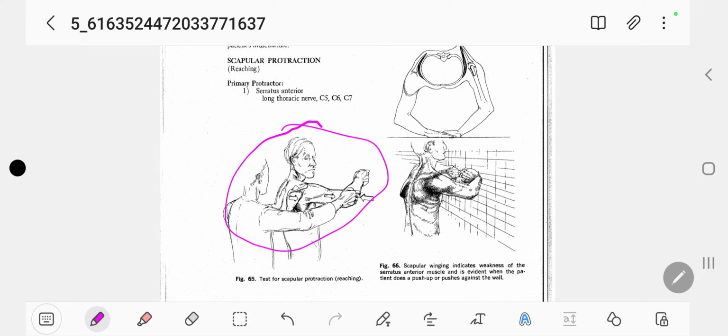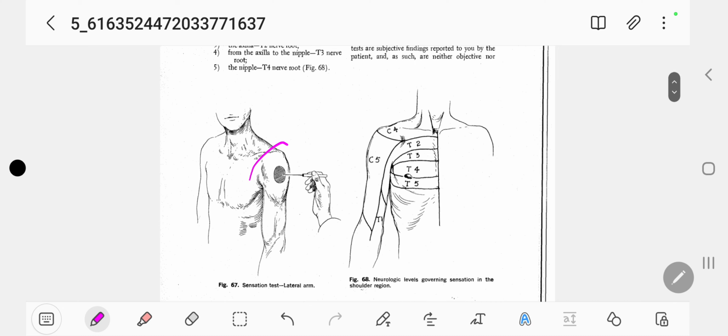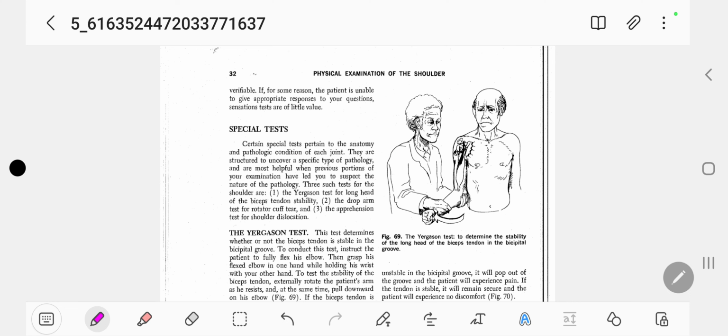Again, for winging of the scapula, you can push against the wall or do a push-up. Reflexes which are tested are the biceps and the triceps. The dermatomes: C5 because of the axillary nerve. Again C5, the T1 lies here, T2 lies here, and this is T3, T4 and T5. The special tests we will deal with in a separate session.